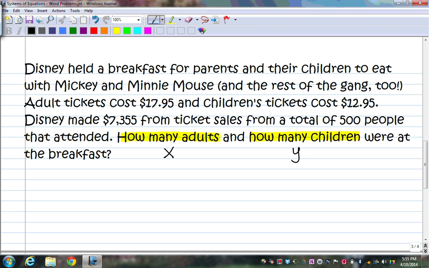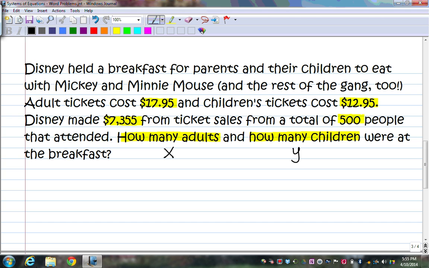Okay? Now, putting this one into a problem isn't going to be quite as straightforward, at least not as the last one. When you look at this, you say, all right, well, it's $17.95. First of all, if there's money in the problem, you're probably going to need it. So I got $17.95, and I got $12.95. I got 7,355, and I got 500. I had to figure out how to use those numbers.